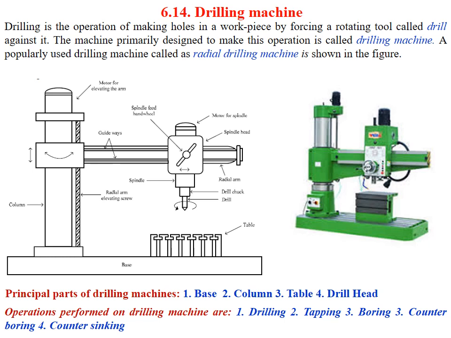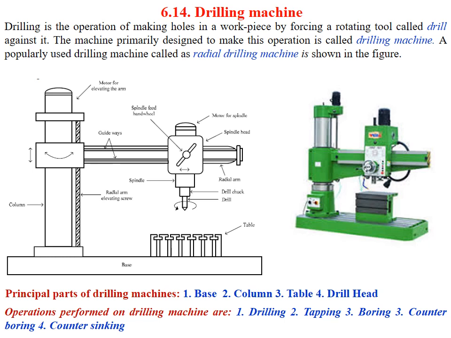Principal parts of the drilling machine are base, column, table, and drilling head. Base of the drilling machine is a rectangular casting on which the column is mounted. Column is the vertical member of the machine which supports a table. The head supports the motor and spindle is mounted on the top of the column.